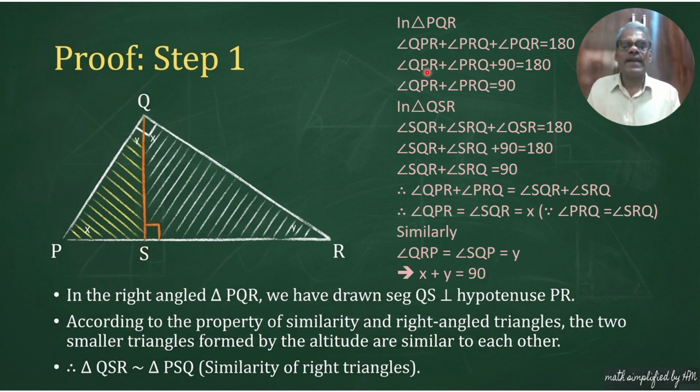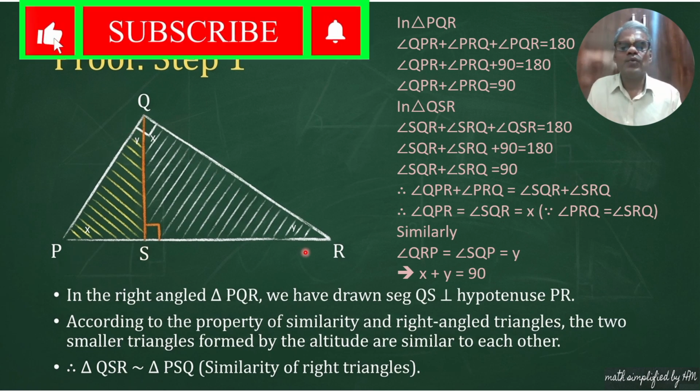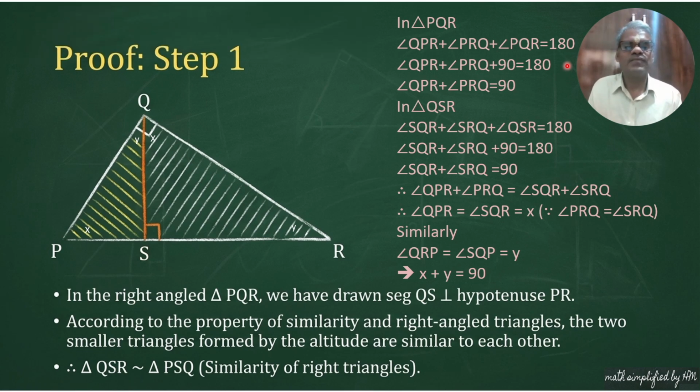In triangle PQR, angle QPR plus angle PRQ plus angle PQR is equal to 180 degrees, as the sum of the three angles of a triangle is 180 degrees, and we have angle PQR is equal to 90 degrees. So we get angle QPR plus angle PRQ plus 90 is equal to 180 degrees. Simplifying, we get angle QPR plus angle PRQ is equal to 90.